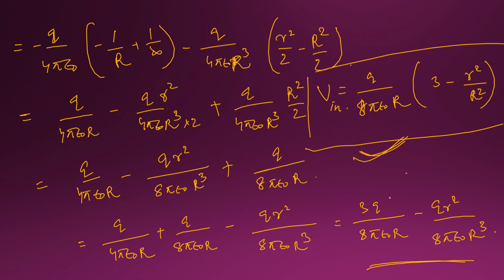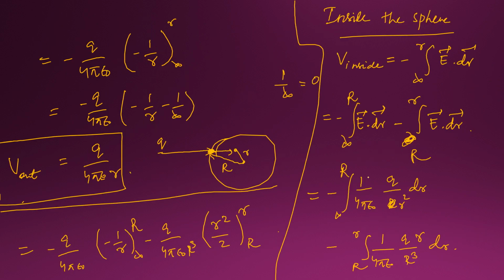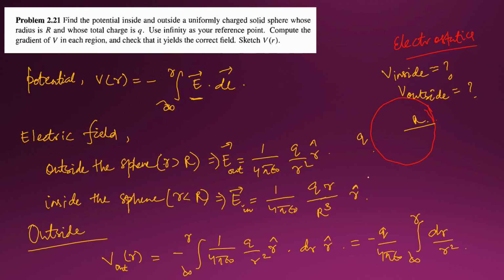I hope you understood this one. It's not hard, it's just a bit of derivation. But if you practice it, you can remember this value: q by 8 pi epsilon naught r into 3 minus r square by r square. Yeah, this question is done.